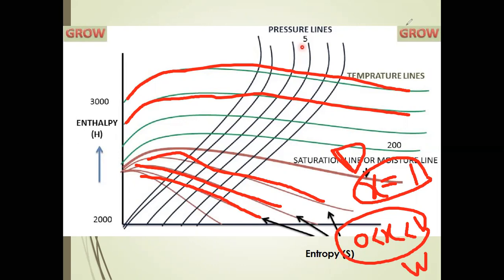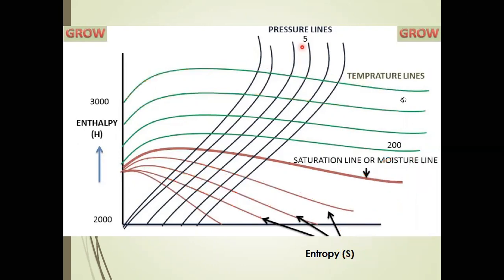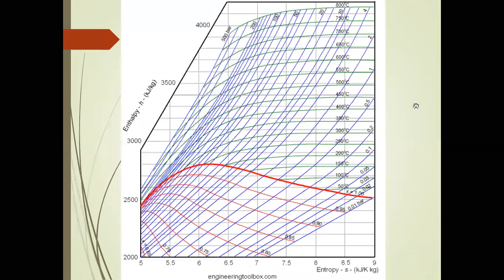Okay, so these are the basic parameters, I think that you already understood. Let's go to the main diagram. So this is basically the overall and main Mollier chart or diagram. Let's match our description with this.